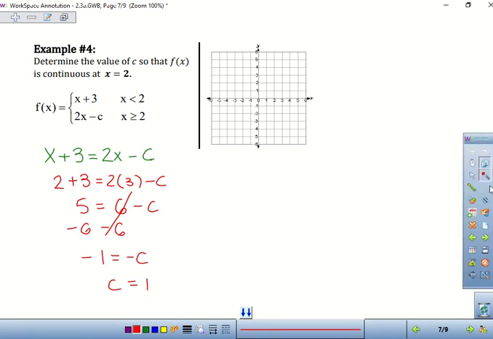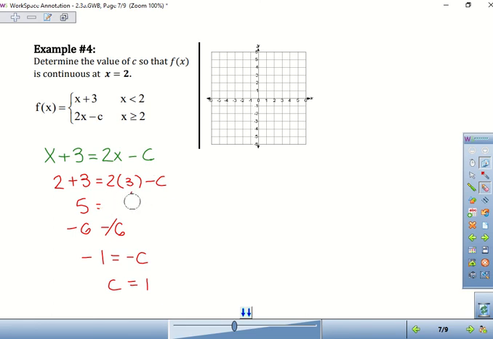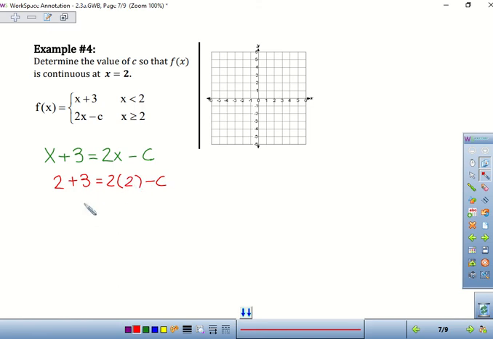Oh, I made a mistake here. You guys see what it is? I was like, this is not what I got earlier. Yeah, sorry about that. I plugged in 3 instead of 2. I don't know why I did that. So this should be this, which is 1 equals negative c, which c is equal to negative 1. Sorry about that.